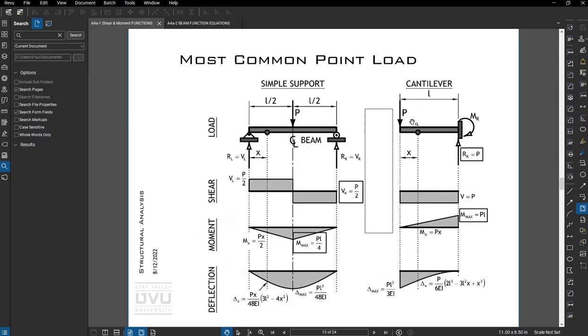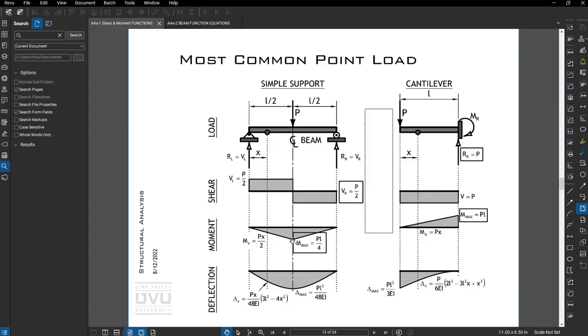Okay, so the most common point load diagrams are given here. So I have a point load in the middle of a simply supported beam. The shear is constant until the middle, and then it drops. And that shear is just half the load. So it makes sense that half of P goes here, half of P goes here. That shear travels its way through the member and comes out here. Max moment is PL over 4 at the middle.